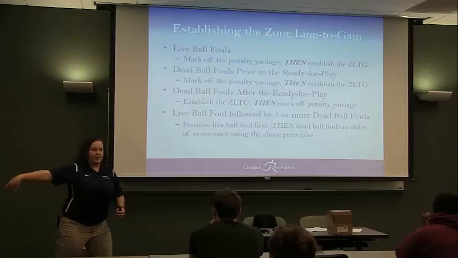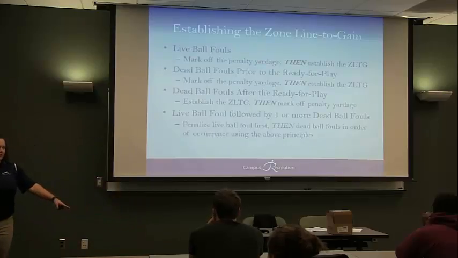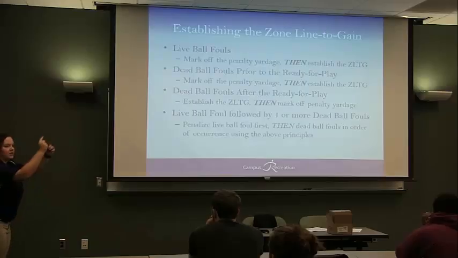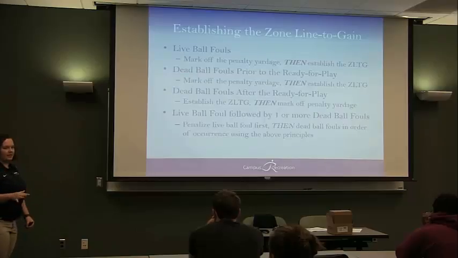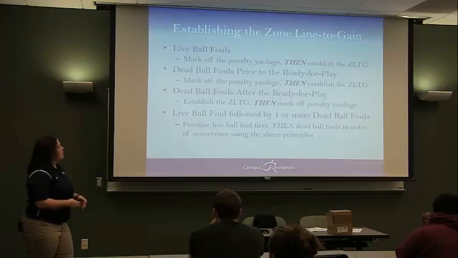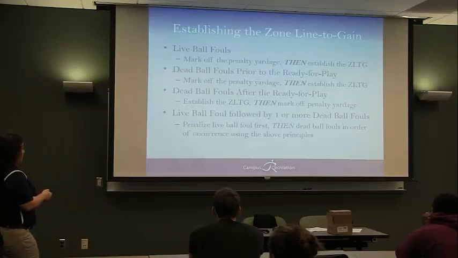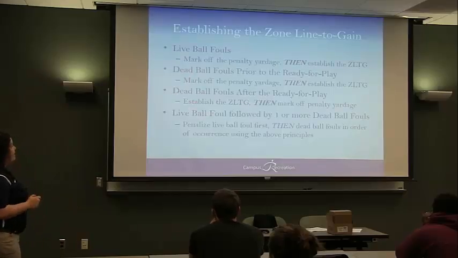That doesn't mean that my new zone line to gain is the 20-yard line, because I've already gained that 20-yard line. It's not, because that would be an advantage for me to false start. So my zone line to gain would still be the goal line, but I would have 2 zone lines to gain in front of me. That's going to be an exception for us. So our dead ball fouls after the ready for play, we're going to establish the zone line to gain and then mark off our penalties.